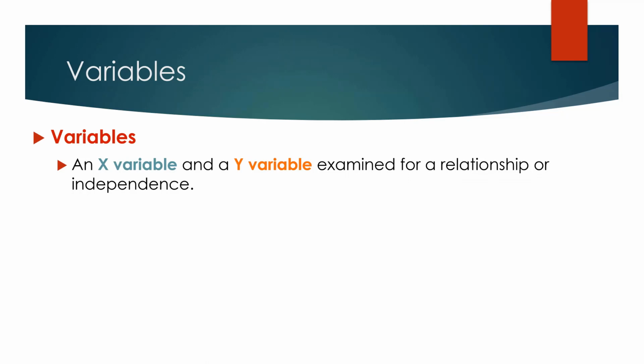Well, variables can take on whatever name fits in the context of the data. We're just going to use X and Y to label the two variables that we're working with. You won't ever have more than two variables for a chi-square, at least in this course. So you've got an X variable and a Y variable. We want to see if X and Y are related or if they are independent from each other.